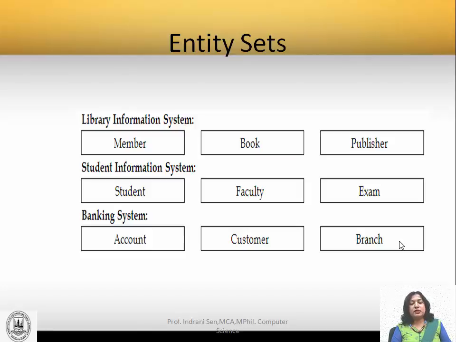The third system we have considered is a banking system, in which the account entity stores the account information of account holders. Then we have customers who have accounts in the bank; the personal details can be represented by the entity customer. And the branch entity contains the branch details.